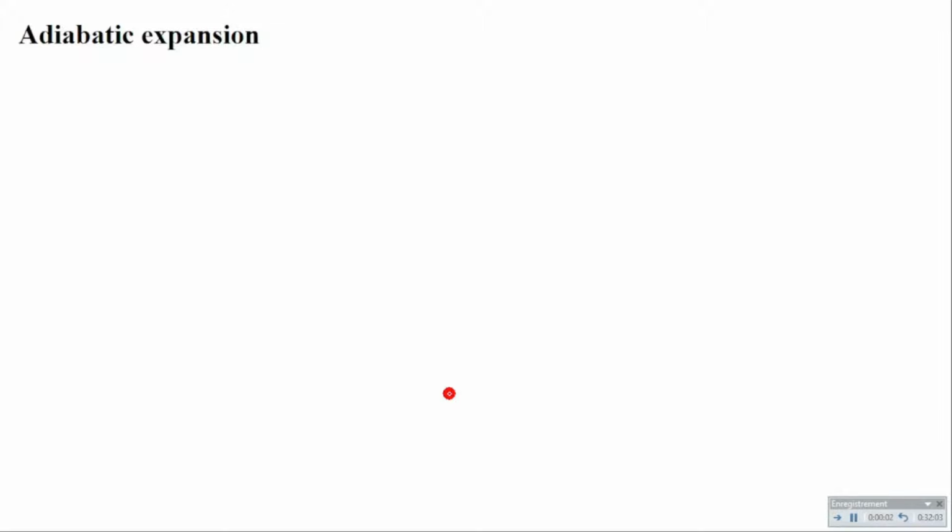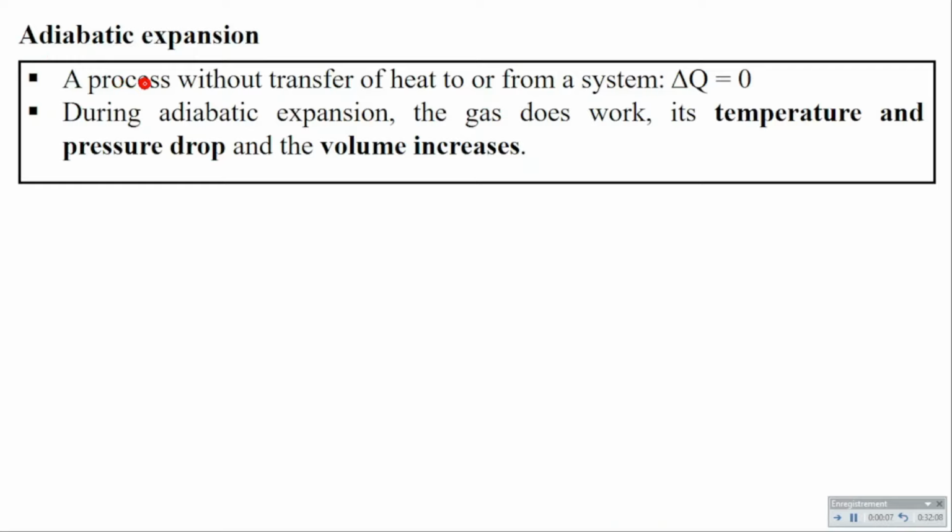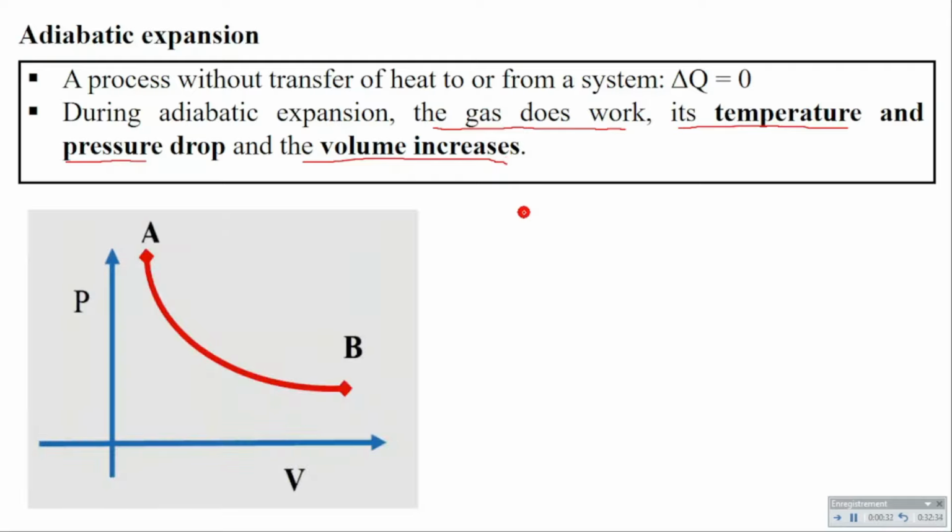We also have adiabatic expansion and adiabatic compression. I told you that the adiabatic process is a process without transfer of heat to or from the system, and delta Q is equal to 0. During adiabatic expansion, the gas does work and its temperature decreases. The pressure also decreases during expansion, but the volume increases.